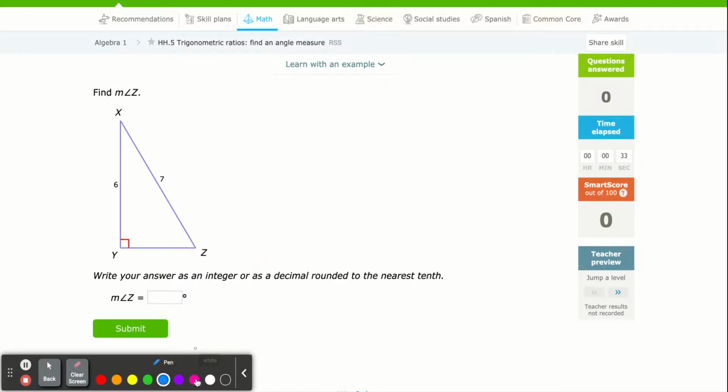Welcome. In this lesson, we're going to find an angle measure. If you'll notice, this triangle is missing both angles. First, look to see which angle they want you to find. They want to find angle Z. What is the measure of this angle Z?